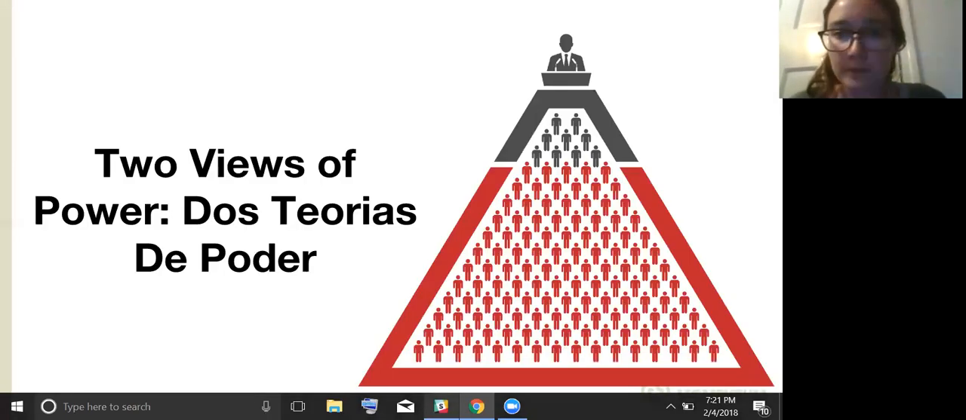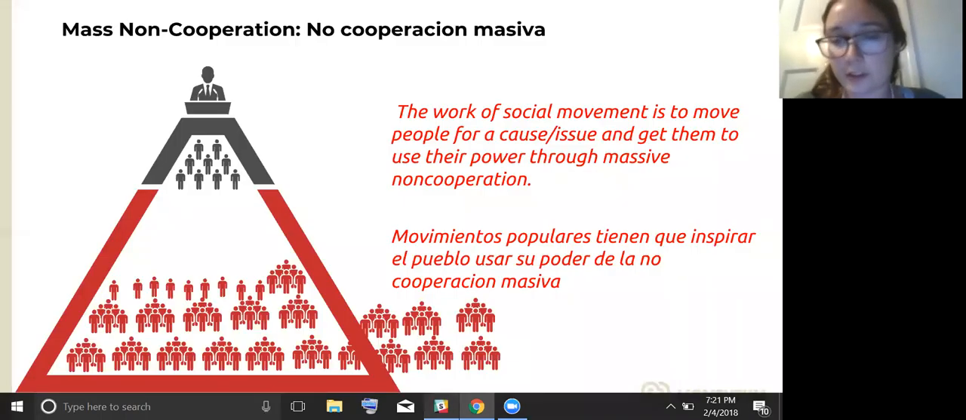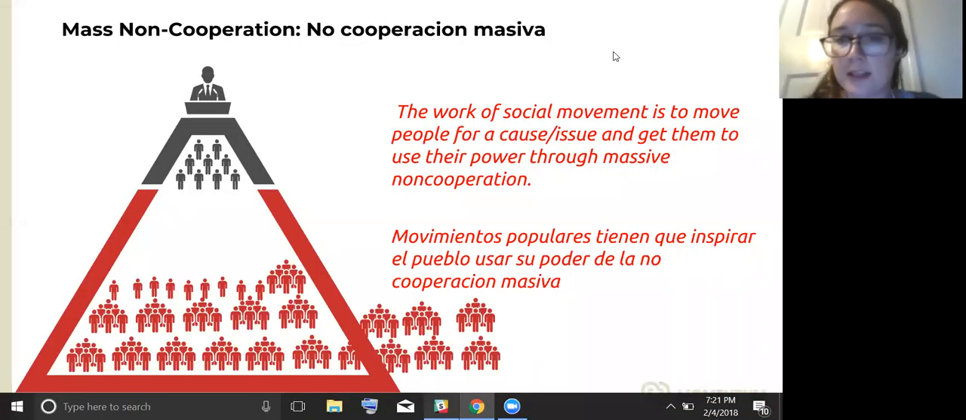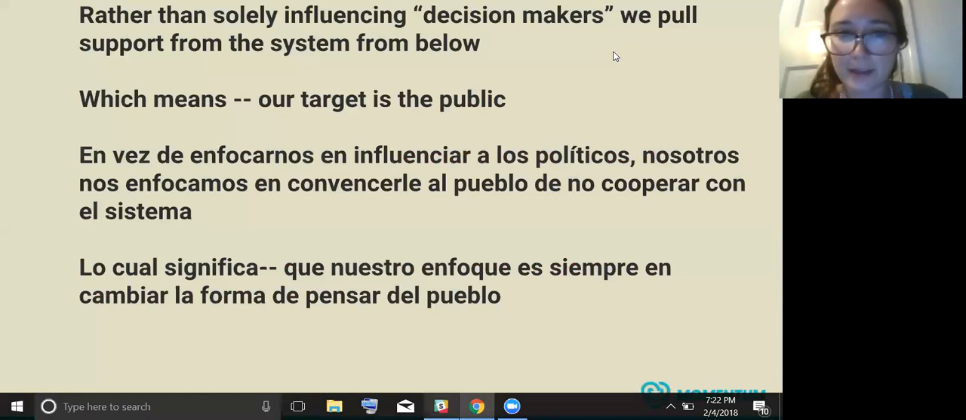So if we're thinking in terms of the social view of power, then the main task of social movements is to get enough people that are fighting for a certain cause or an issue, to convince people to use their power of mass non-cooperation. So I'll stop there. Any questions about that? All clear? Okay.